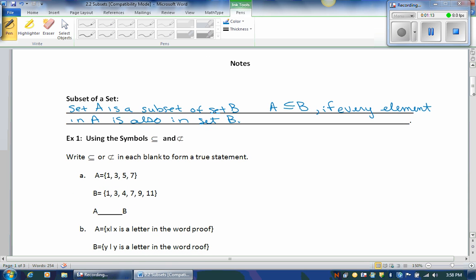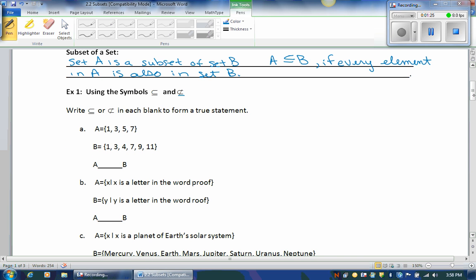I don't know why, but I'm missing my little line here, so just jot that in. So we're using subset, and obviously this would be not a subset, right? So we're going to write these in each blank to figure out if it's a true statement.